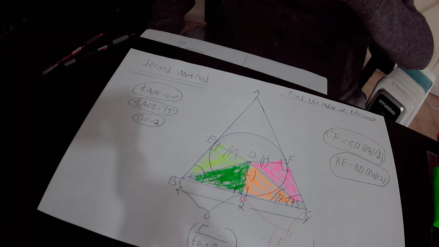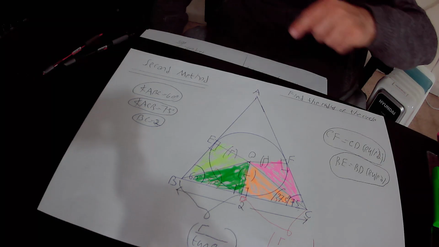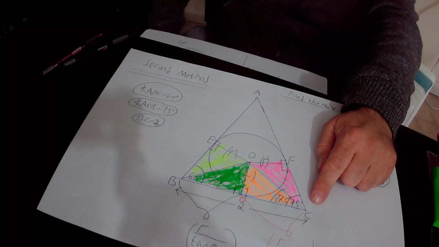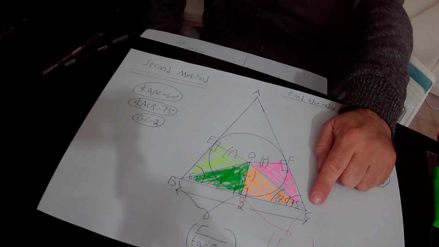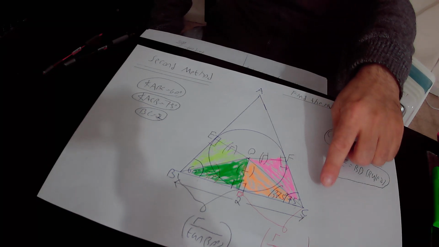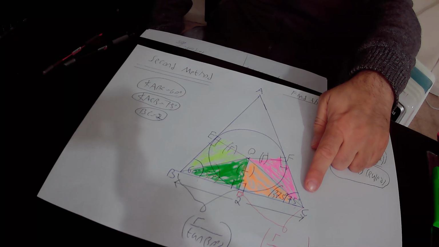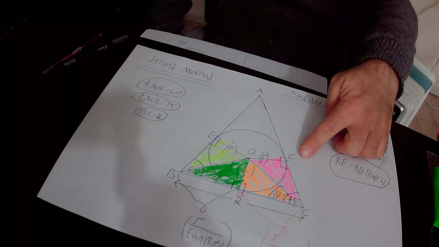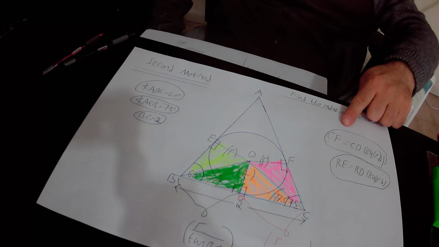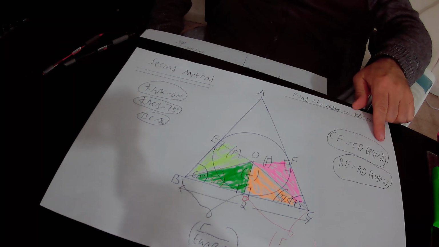Then we also have rule number 2 that we can implement here. If we focus on the common standpoint, point C, from point C we have two tangents to this circle, tangent CF and tangent CD. And according to rule number 2, they are equal to each other. That is to say, CF equals CD, according to rule number 2.